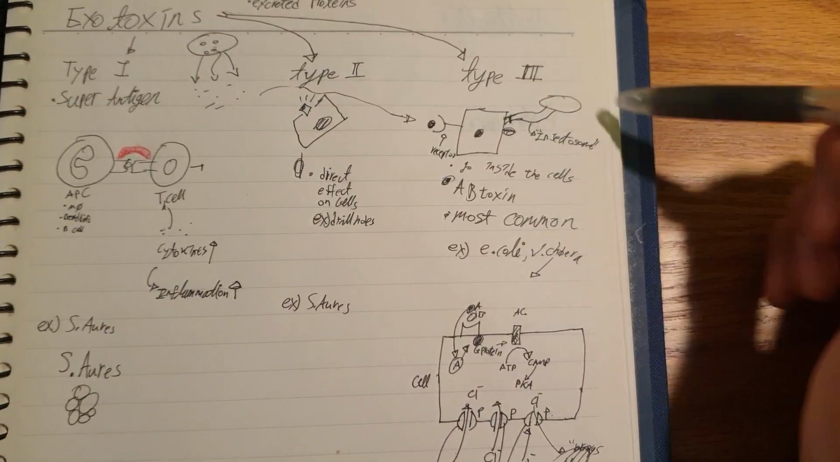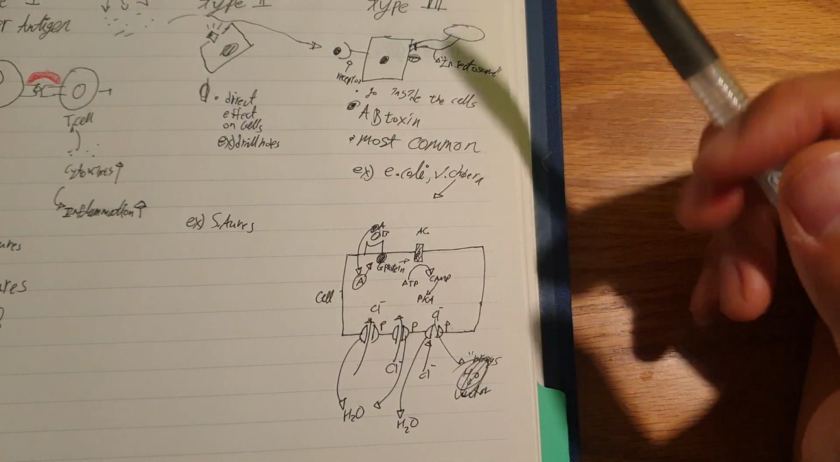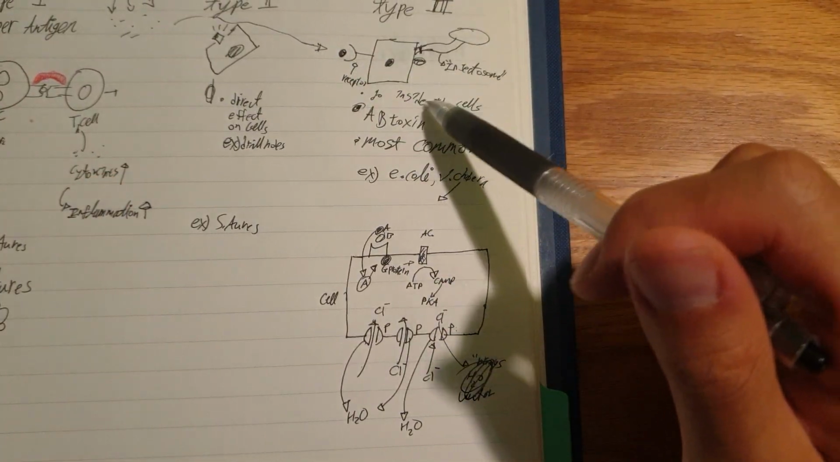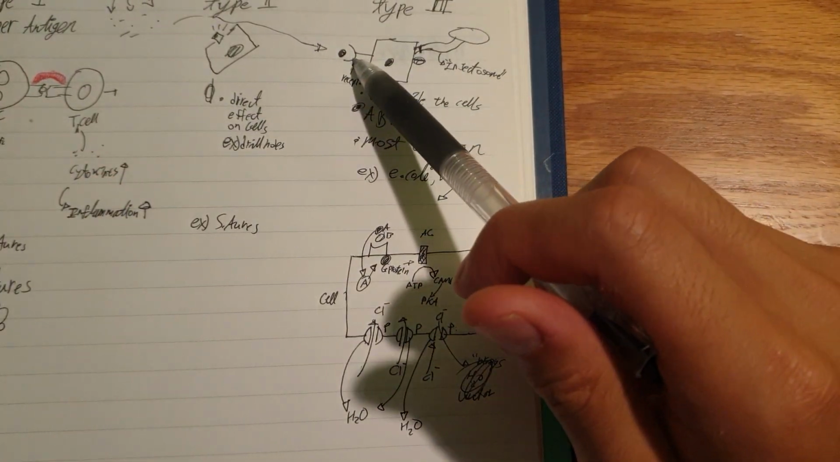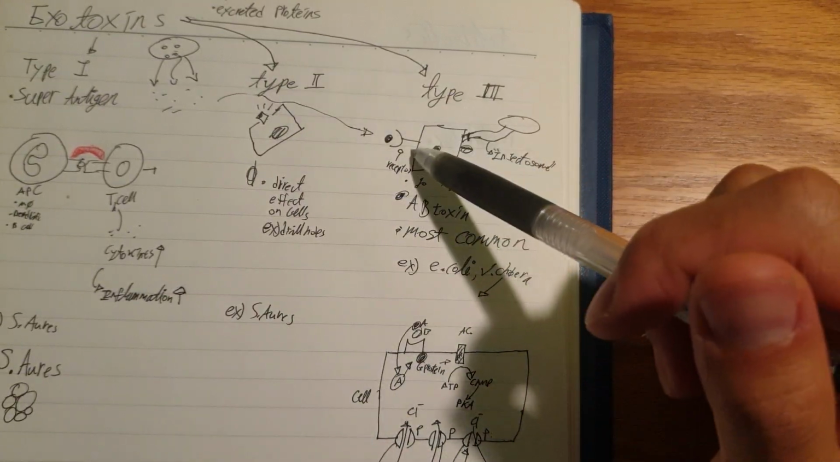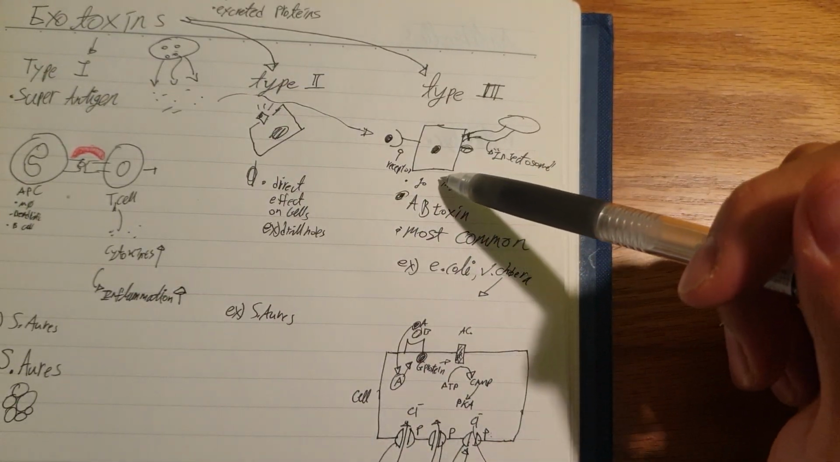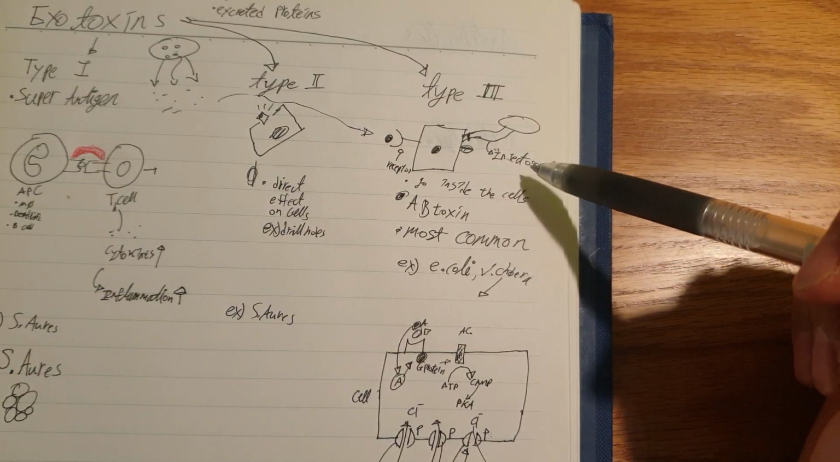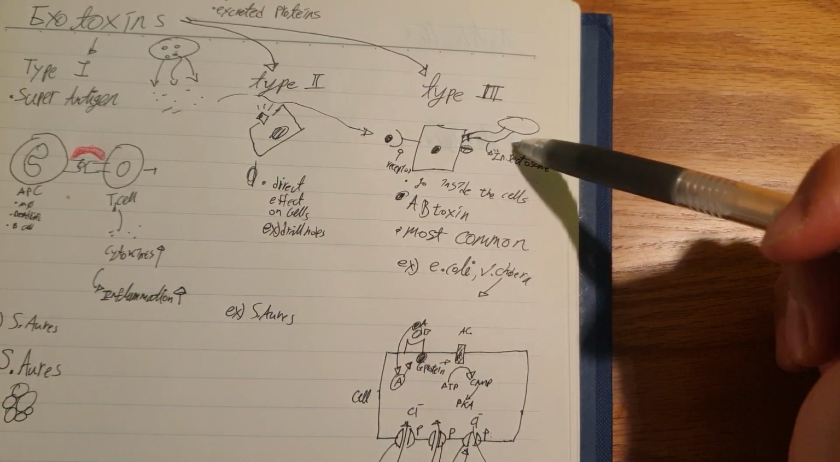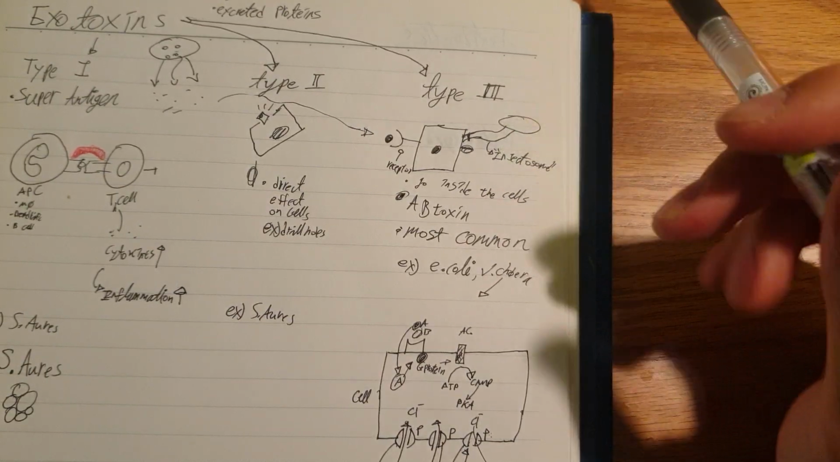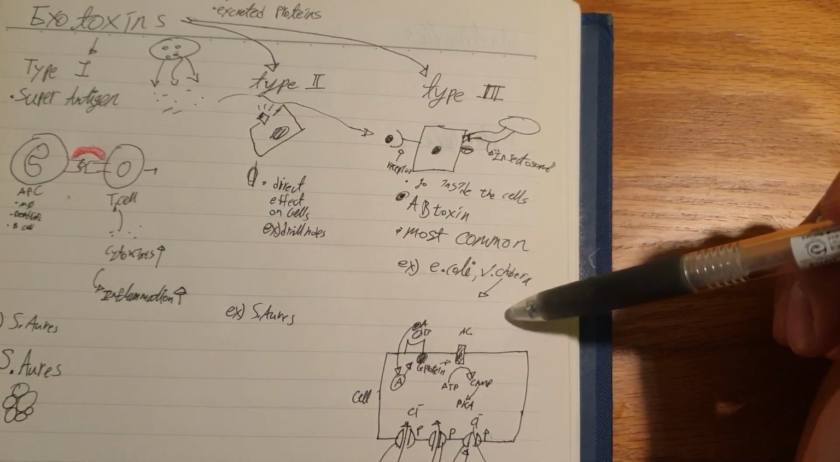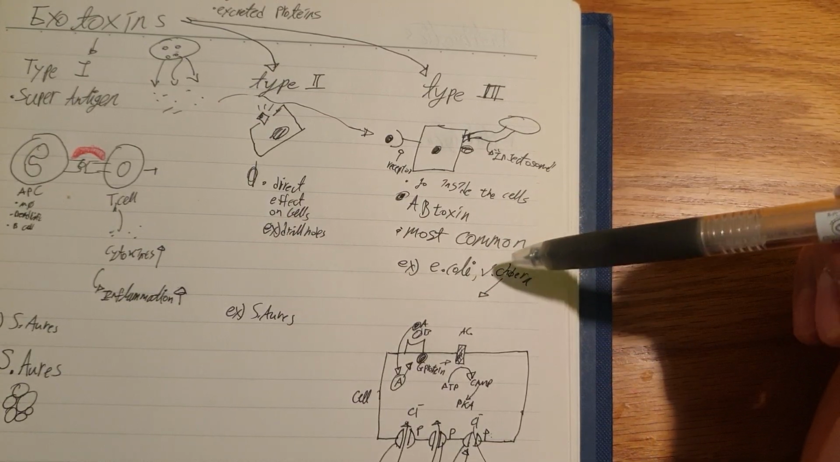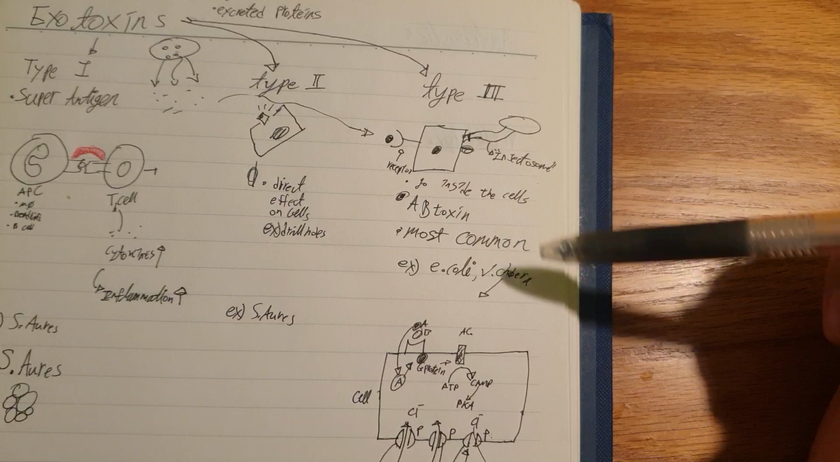And type 3 is the most common one. They go inside the cells either by the toxin being taken in by binding with a receptor on the cells, or by the bacteria itself injecting it into the cells through an injectisome, this little pipe. They're the most common ones. For instance, E. coli and V. cholerae use this method.